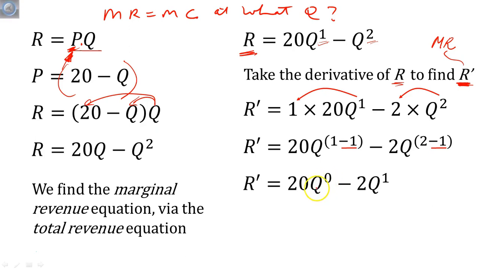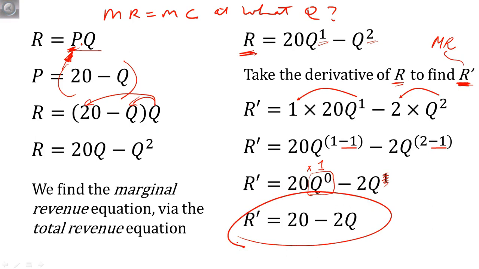20 times quantity to the power of 0. Something to the power of 0 is equal to 1. Minus 2 times Q to the power of 1. And Q to the power of 1, you don't need to really have the 1 there. You can just write it as Q. So we got this, because that is multiplied by 1. So 20 multiplied by 1 gets 20. Fine. And this is our marginal revenue equation. That is our marginal revenue equation right there.